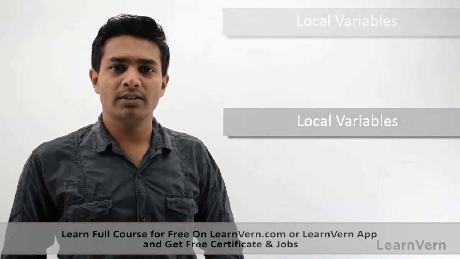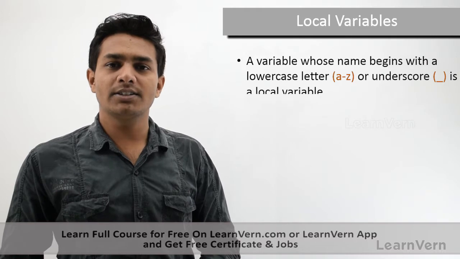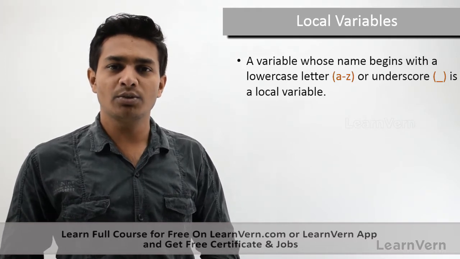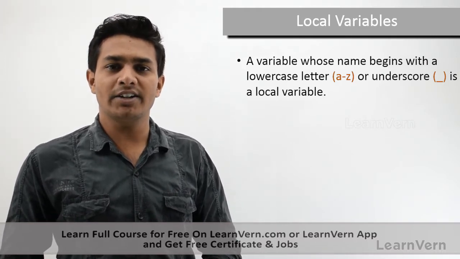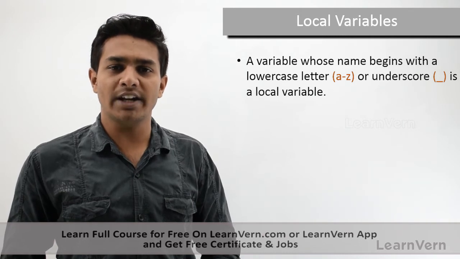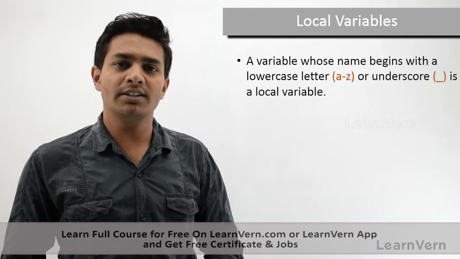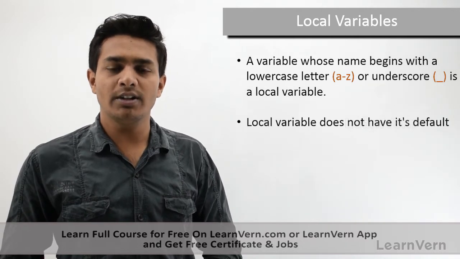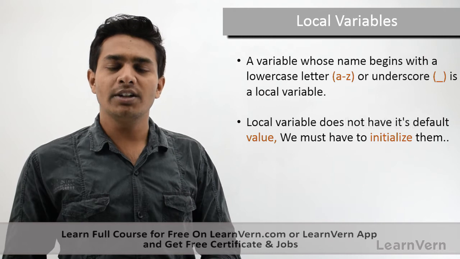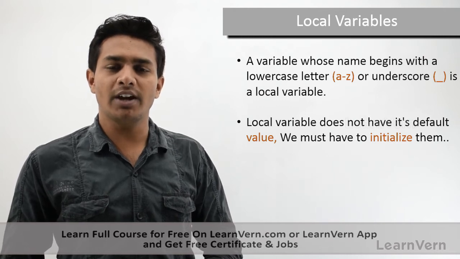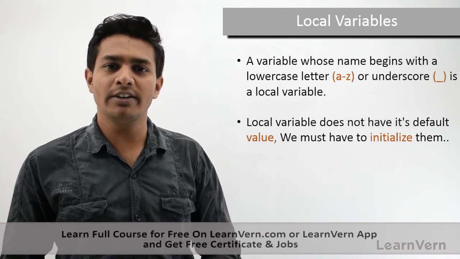Local variable. Any variable that starts with underscore or contains a letter from small a to z is considered to be a local variable in Ruby. Local variables do not have a default value. We must initialize our local variables.